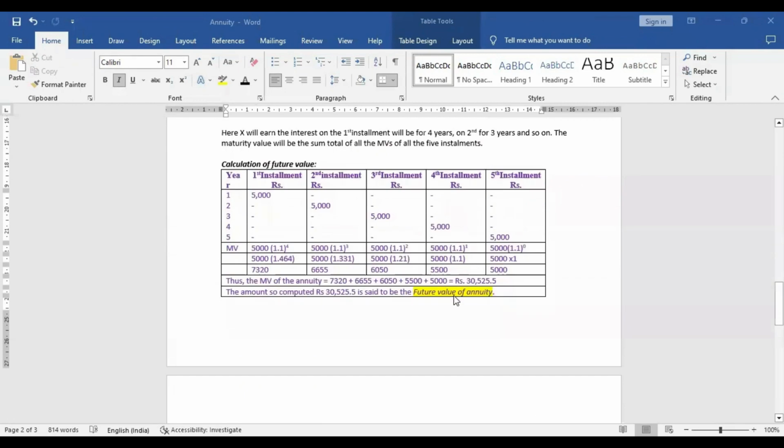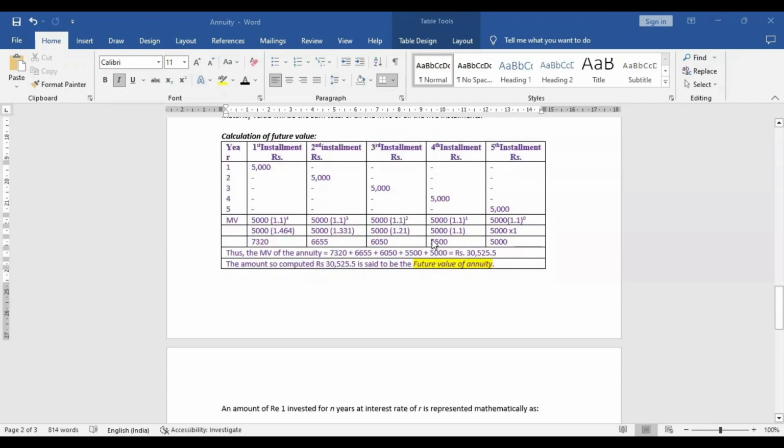So we are able to receive 30,525.50 paisa as the future value of annuity. This was a small example where the term was only 5 years itself. That means on yearly basis, the calculation was only for 5 years. As you are also aware, here we get interest on interest.